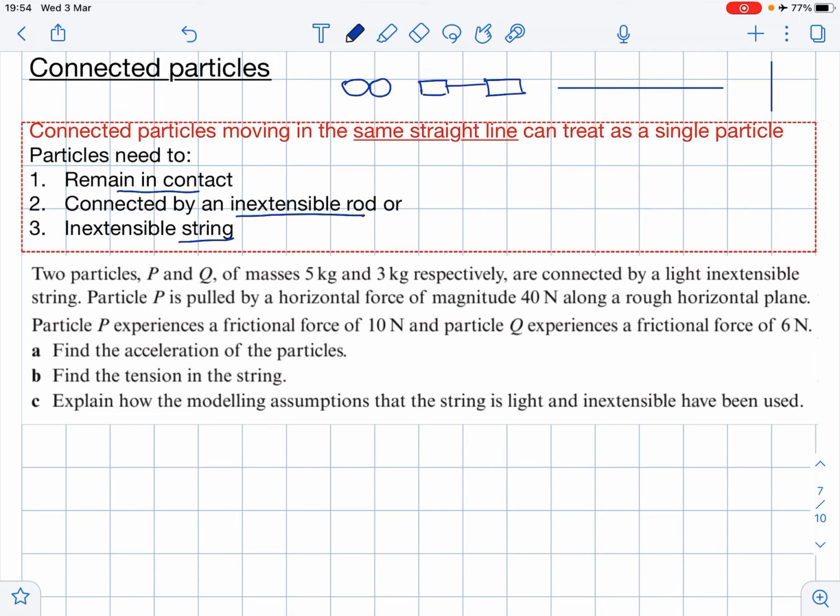So connected particles moving in the same straight line can be treated as a single particle. They might have different masses. For example, this might be 3 kilograms, this is 5 kilograms. As long as the particles are connected and moving in a straight line, we can treat those two particles as one particle. So let's look at example 1.